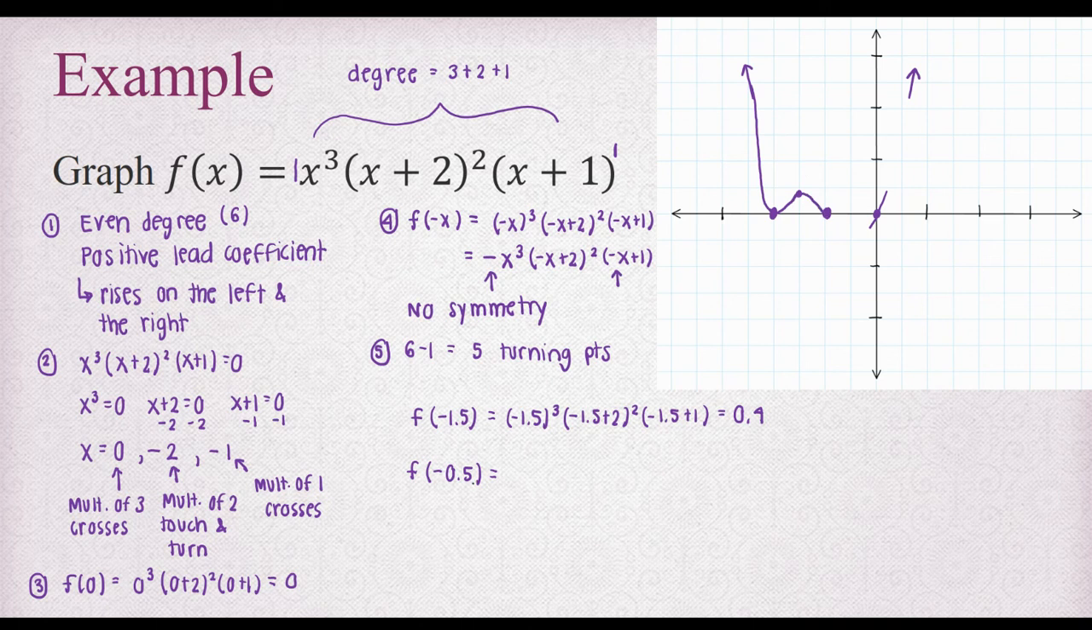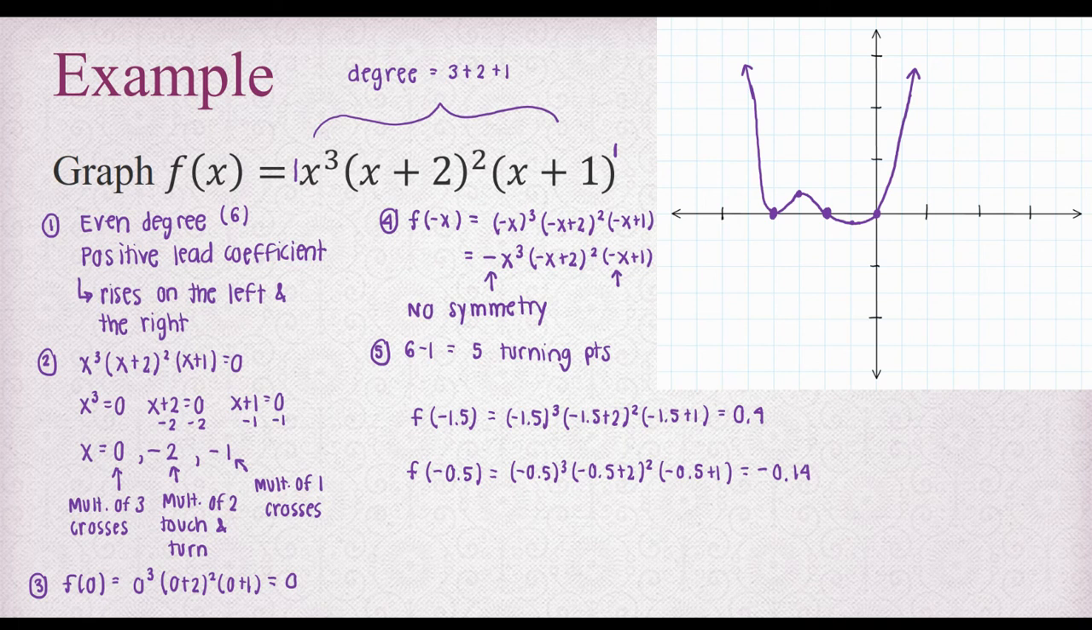So let's figure out what's happening at -0.5. So -0.5 cubed times -0.5 plus 2 quantity squared times -0.5 plus 1. When I plug all of that carefully into my calculator, I get -0.14. So a super, super small number. So I'm going to have something super close to 0. So it's going to then touch and turn. It crosses through that (0, 0), and it heads back up.